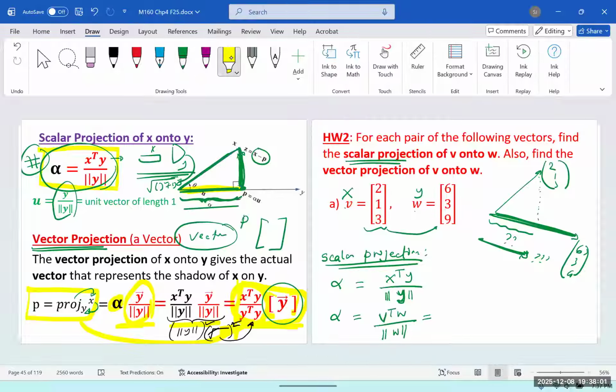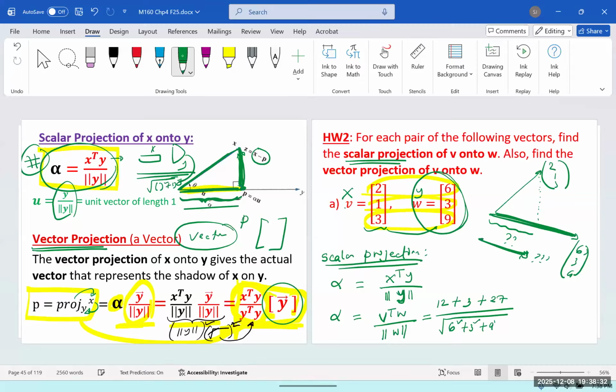Now v transpose w means you're multiplying them element-wise. So we get 2 times 6, 12, 3 times 1, 3, and 3 times 9, 27, divided by the norm of w. Norm of w means each element squared, so the square root of 6 squared, 3 squared, and 9 squared. So on the top we get 42, on the bottom we get the square root of 126.